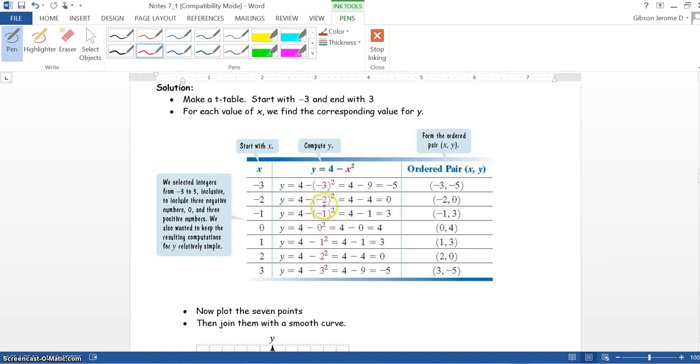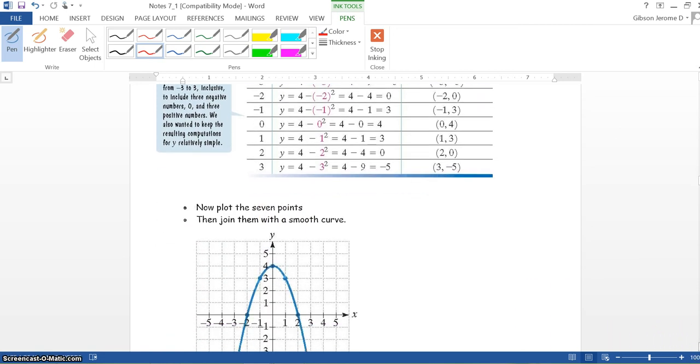Now when we substitute in -3, we got -5. When we substitute in -2, we got 0. -1, we have 3. 0, we have 4. 1, we have 3. 2, we ended up with 0. And 3, we ended up with -5. So we wrote our answers as an ordered pair. All of the x values went first, and then our solution here, which is our y value, went second. So now we want to plot the 7 points, then join them with a smooth curve.